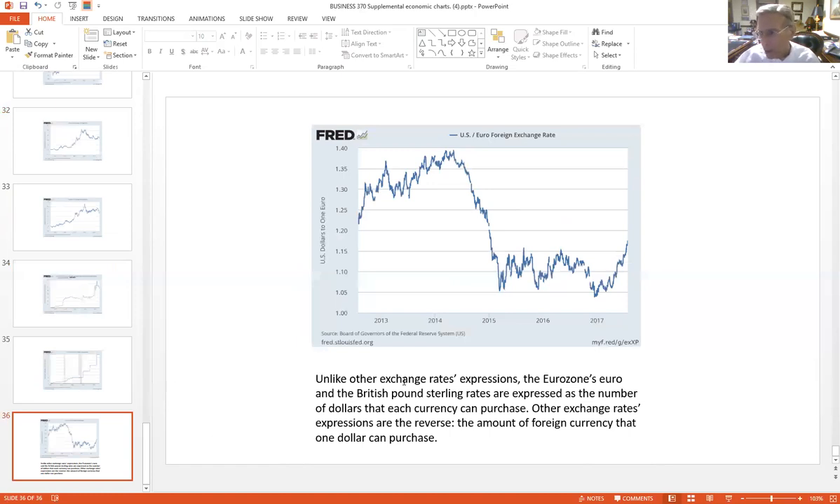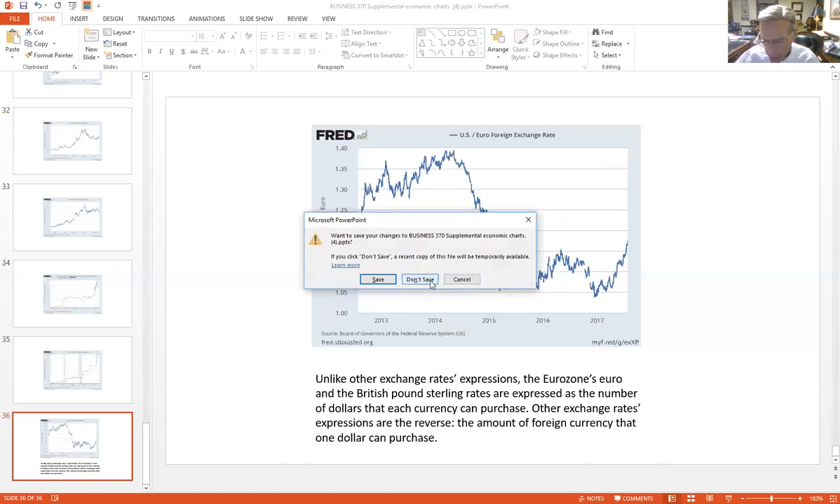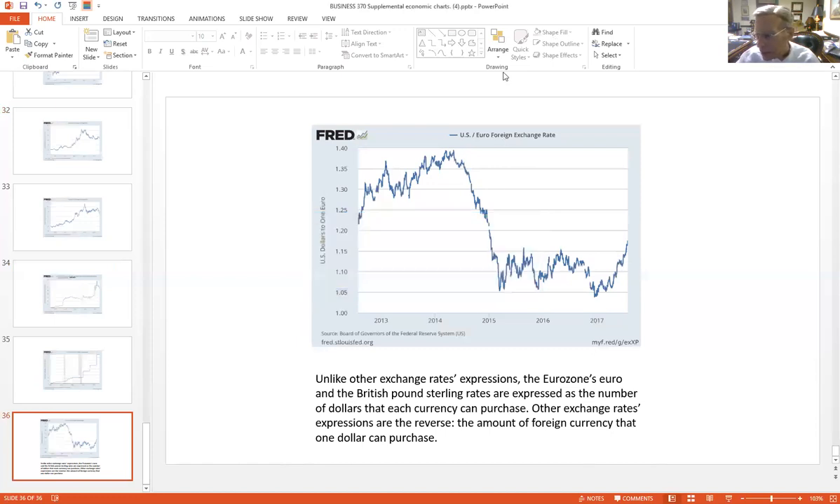And with that, I think that I will attempt to close this chart. Oh, but I'm not pressing the right button. Let me see if I can bring this thing up here.